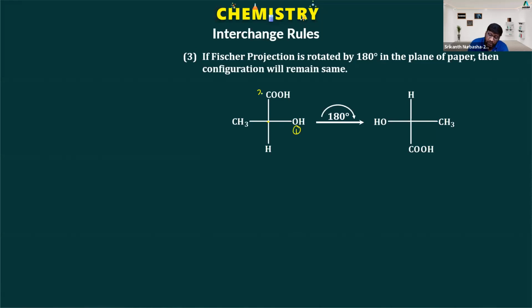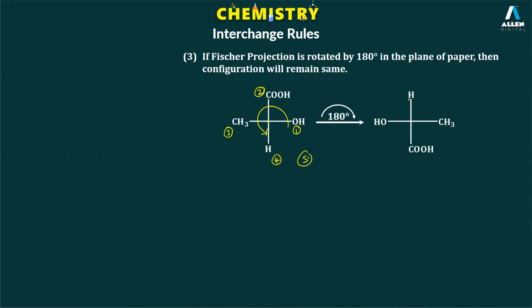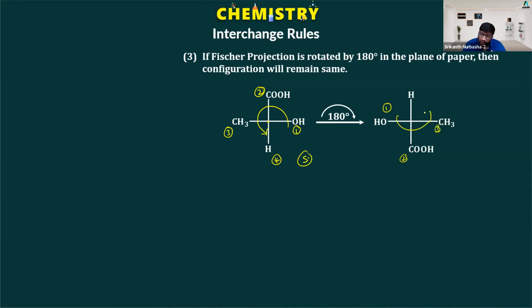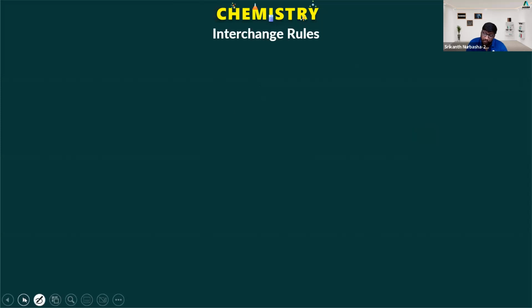So try to assign the configuration now. First priority to OH, second priority to COH, third priority to CH3, fourth priority to hydrogen. So 1 to 2, 2 to 3, how are you going? In the anti-clockwise direction. And hydrogen is on the vertical, anti-clockwise means S. So 1 to 2, 2 to 3, again you are going in the anti-clockwise direction. And hydrogen fourth priority is on the vertical, so anti-clockwise means S. So both have S configuration. Yes or no? Both are homomers. Compounds which are having same configuration are said to be homomers.